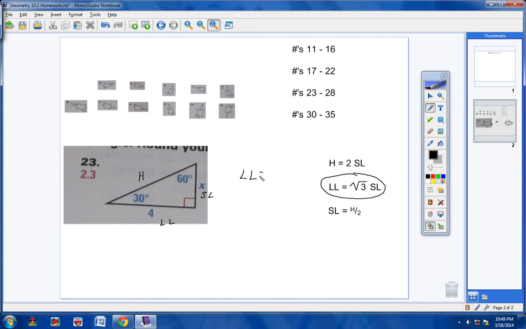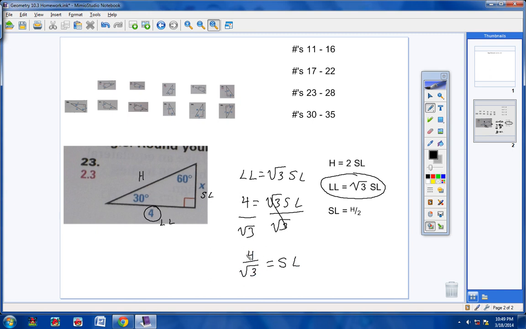Longer leg equals square root of 3 times shorter leg. Now we know what the longer leg is, 4. So where LL is, I'm going to put 4 equals square root of 3 SL. Now divide both sides by square root of 3. These cancel, and I'm left with 4 divided by the square root of 3.